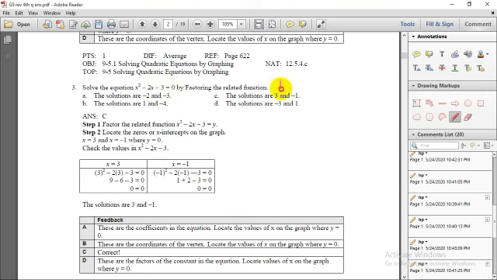I'm going to make two brackets, one with x and the other with x. Here, the third term is negative, so the two signs are one positive and the other negative. Now, what are the factors of 3? It's 3 times 1.